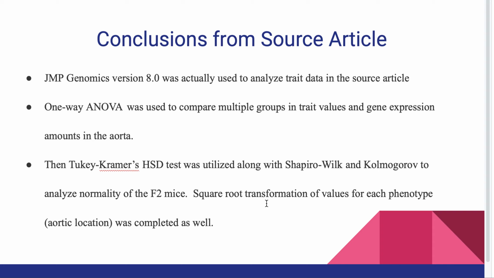of the F2 mice. And square root transformation of values was needed for each phenotype for all aortic locations in all of our studies, for all 3 different studies, from the article, from our study, from the genome study using JMP 9.1, and then in the source article using 8.0, all had to be square root transformed because the distance was found in micrometers. So that square root transformation did help for the data to become approximately normal.